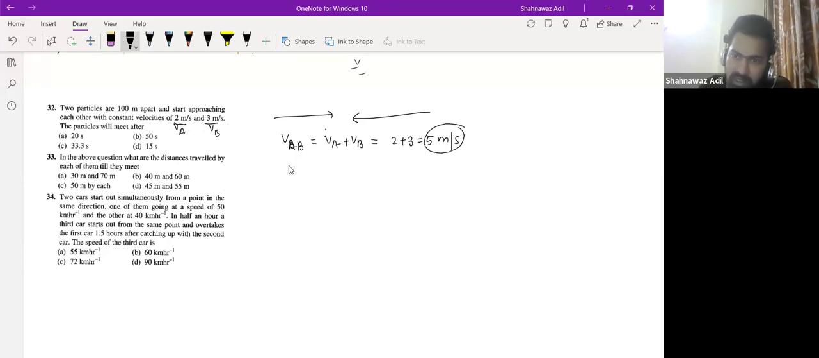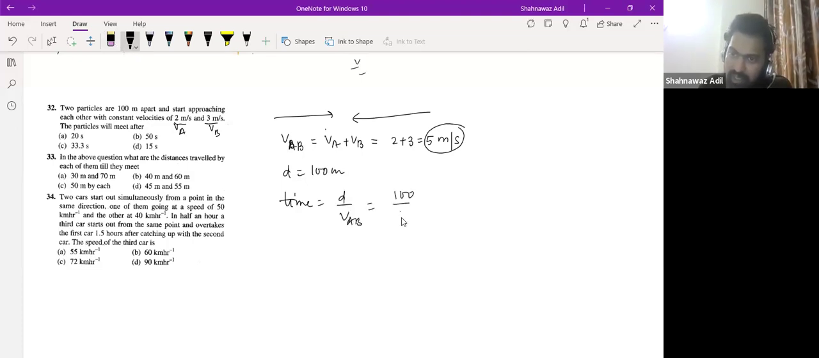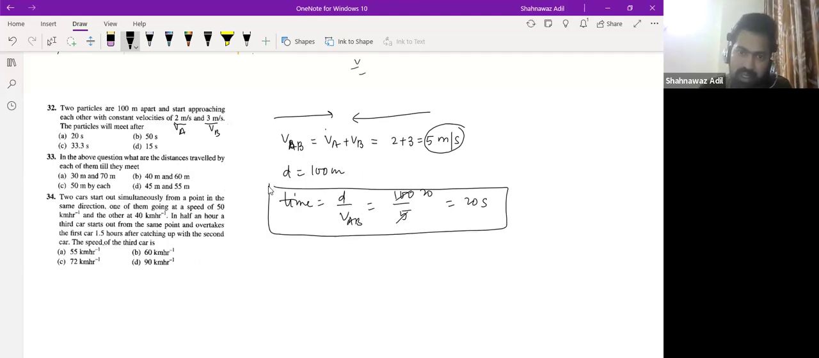Distance is 100 meters. So time would be how much? Time is simply D by VAB, right? So distance by velocity. So 100 by 5, that would be 20 seconds. Clear? Is it clear?